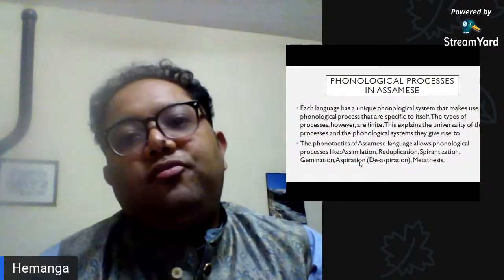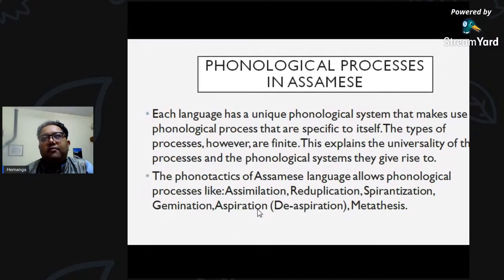Okay, now let's move to the phonological processes. So we have already defined the place and manner of articulation from the phonetic perspective. Now there are some very interesting phenomena we can see in the language, phonological processes. Each language has a unique phonological system that makes use of phonological processes specific to itself. The types of processes, however, are finite. This explains the universality of the processes and the phonological systems they give rise to. The phonotactics of the Assamese language allows phonological processes like assimilation, reduplication, spirantization, gemination, aspiration, and metathesis.